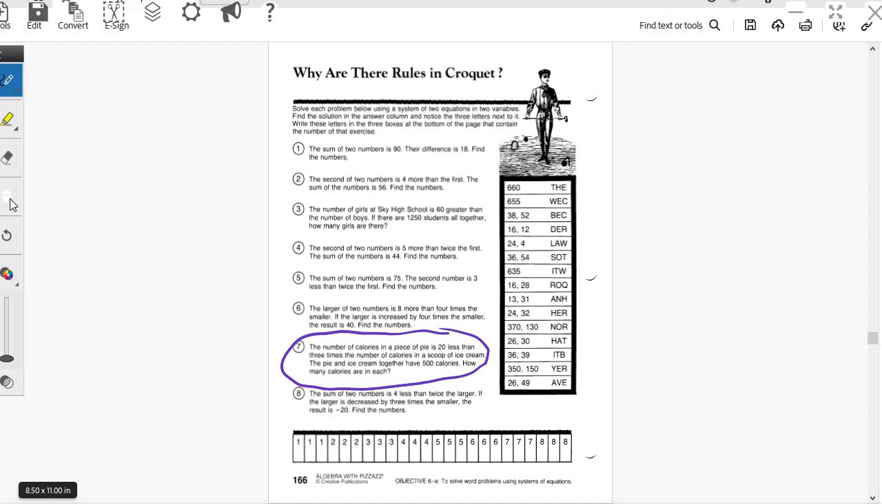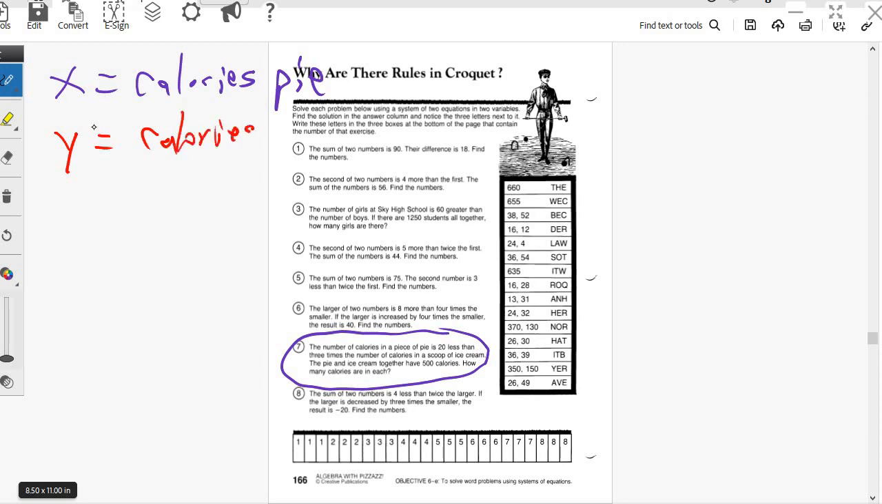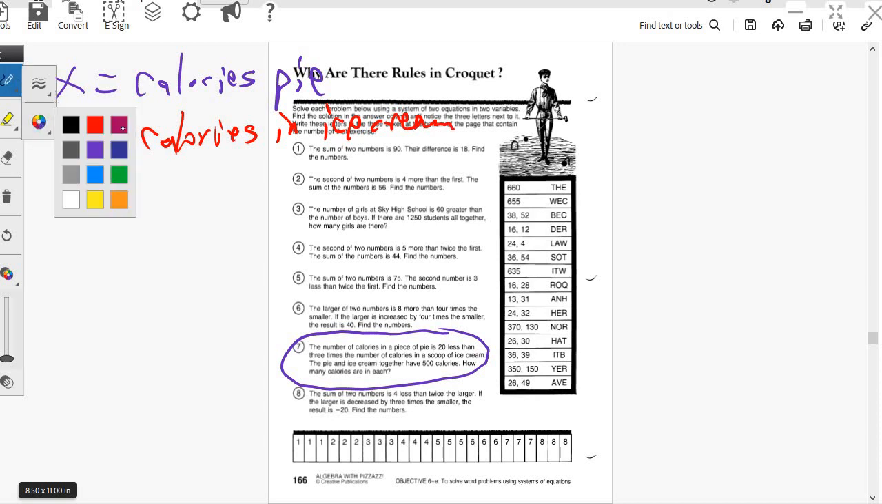Okay, and this is a real life problem. So the number of calories in a piece of pie is 20 less than 3 times the number of calories in the scoop of ice cream. Okay, so I'm going to say, to start, x equals calories in pie. Okay, and I'm going to say y is equal to calories in ice cream. Okay, those are the two variables that we don't know. We're trying to find.